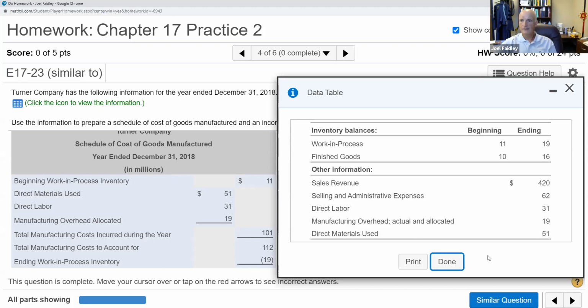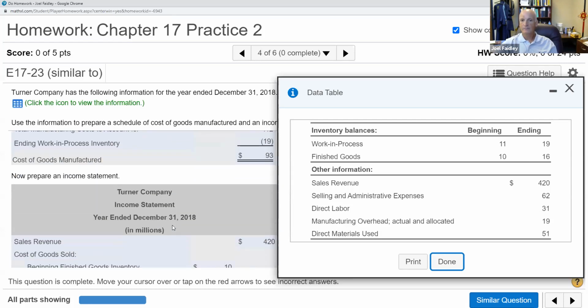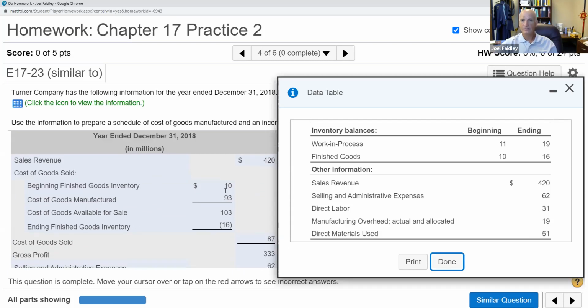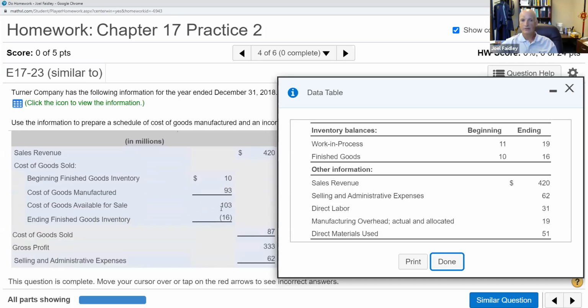51, 31, and 19, 101, that gives me 112 to account for. If my ending work in process is negative 19, well, that's kind of confusing, then I must have manufactured $93 worth of product. And in my income statement there, sales revenue 420. There's my beginning finished goods, $10 plus the 93 we just calculated, right there. Cost of goods available for sale. There's my ending inventory. So I must have sold $87 of those units.